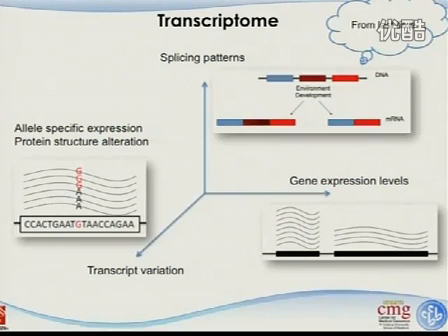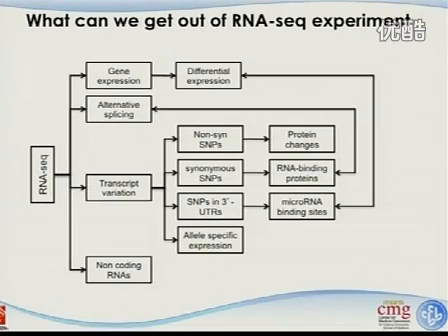The third dimension is variation on the transcript. Even if this gene has the same expression level and the same splicing isoform, a single nucleotide variation can cause further consequences, including protein structure alterations. We'll get into this a little bit in this lecture.